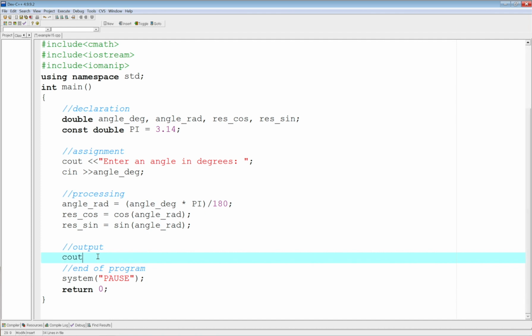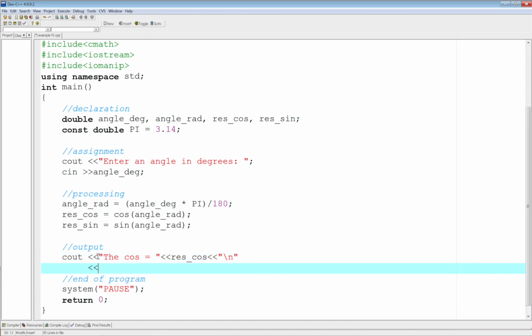Okay, so now we can format our output, and then you could say the cosine equals, and then you could do something like this, res cosine. And then what I'm going to do is put a slash n, give me a new line, and I'll stay within the same stream. And then the sine equals of the angle. And that would be res sine. And then end the program right here, or end that line, that is.